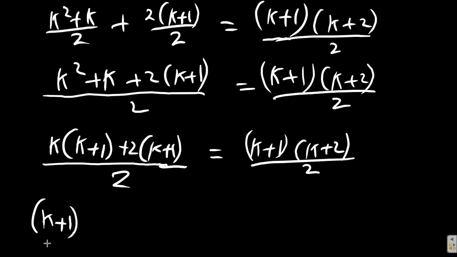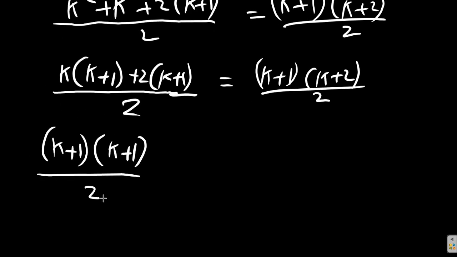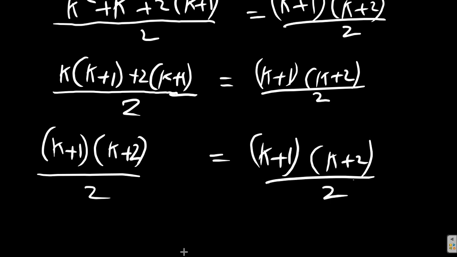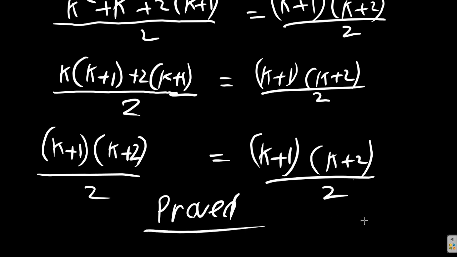Once you remember your factorization of quadratic equations, you would understand what's going on here. Then open bracket, k plus 2. There's k plus 2, divided by 2, equals, oh boy, this should be k plus 2, right, divided by 2. This one is (k plus 1)(k plus 2) divided by 2. So the left hand side equals the right hand side. It is proved.